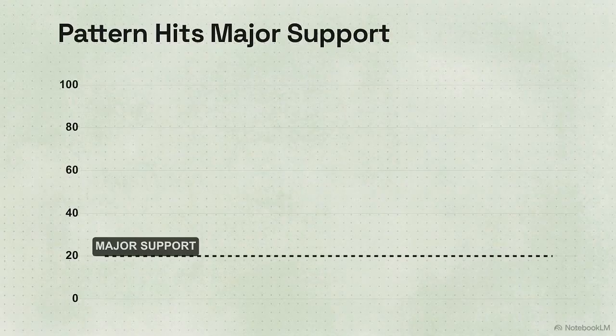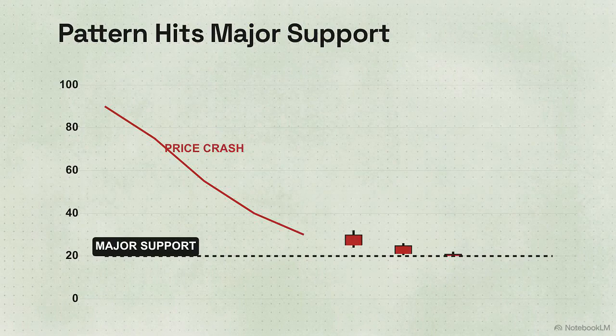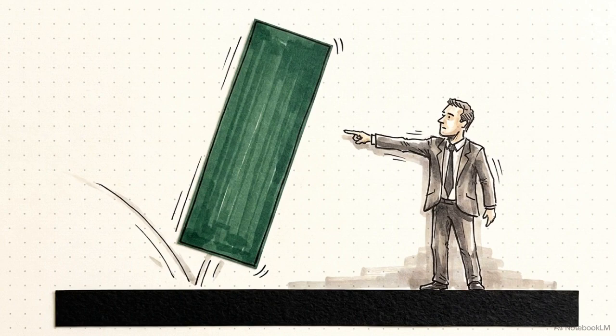Finally, look at a price crash resting on a major support line. The exact same pattern forms flush against the baseline. Because the pattern sits on a support floor, the green candle identifies a moment where buyers are successfully reclaiming control.